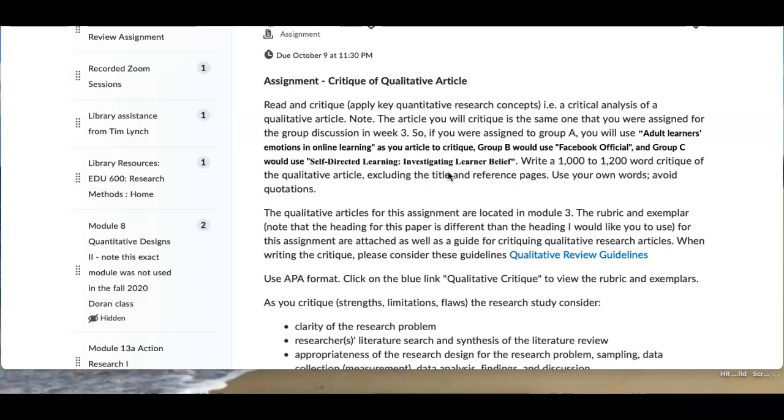So if you remember, in week number 3, everybody was assigned a portion of this article. You might have been assigned the procedures, or sampling, or data analysis. And so that was the section that you took the lead on, and then you posted it, and then other people commented on it.